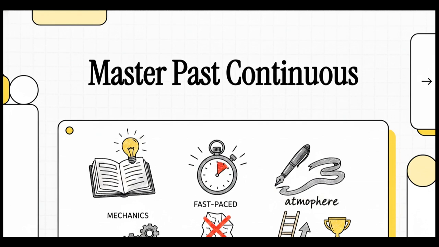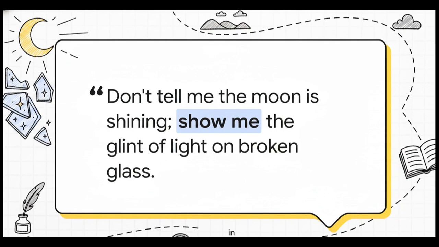We're going to break down the mechanics, fix the absolute most common mistakes people make, and give you some dead simple life hacks to remember this tense once and for all. Okay, let's dive into this with a quick piece of advice from the legendary Anton Chekhov. He famously said, "Don't tell me the moon is shining, show me the glint of light on broken glass."